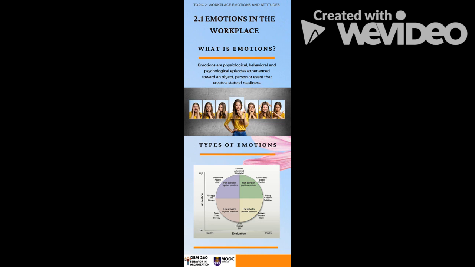Next. The figure shows the circumplex of emotion model. Based on the model, there are two dimensions of emotions. Firstly, activation and secondly, evaluation. An example is fearful. Based on the model, fearful is a negative emotion that generates a high level of activation. Another example is relaxed. Based on the model, relaxed is a pleasant emotion that has apparently low activation.